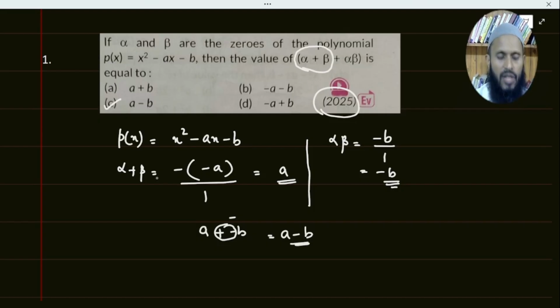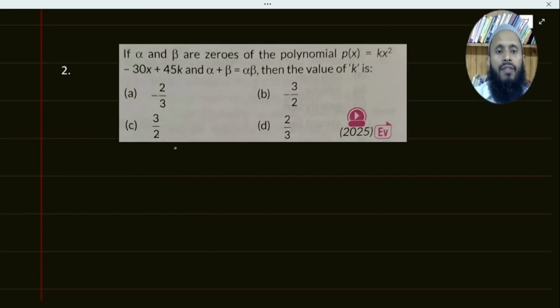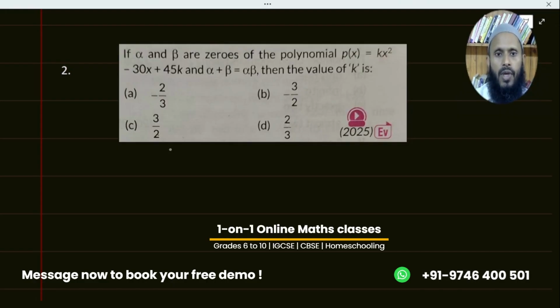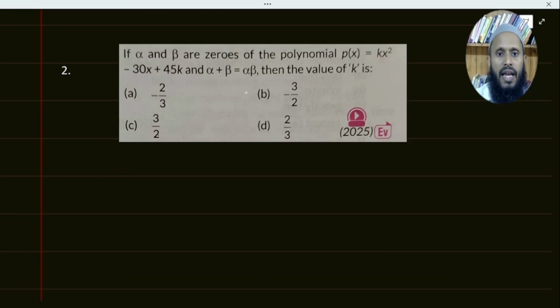Okay. Next question. If alpha and beta are zeros of the polynomial p of x equal to kx square minus 30x plus 45k, and alpha plus beta equal to alpha beta, then the value of k is, okay. So here also we will try to find out alpha plus beta and alpha beta from the given polynomial.